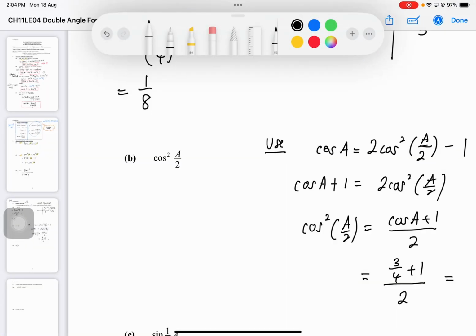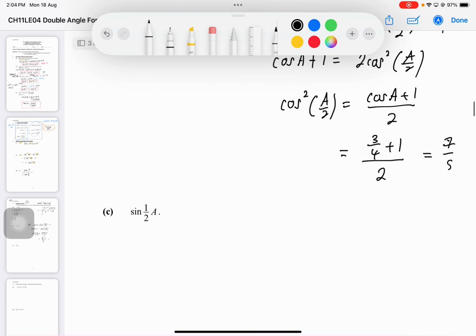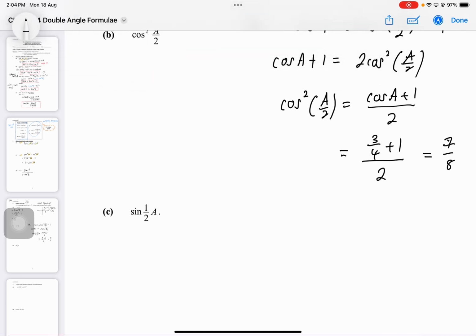Okay, recording. So this is 7 over 8. Now, let's look at C. If I want to find sine A over 2 given cosine A is 7 over 8, look at your formula. Which double angle formula should I use?